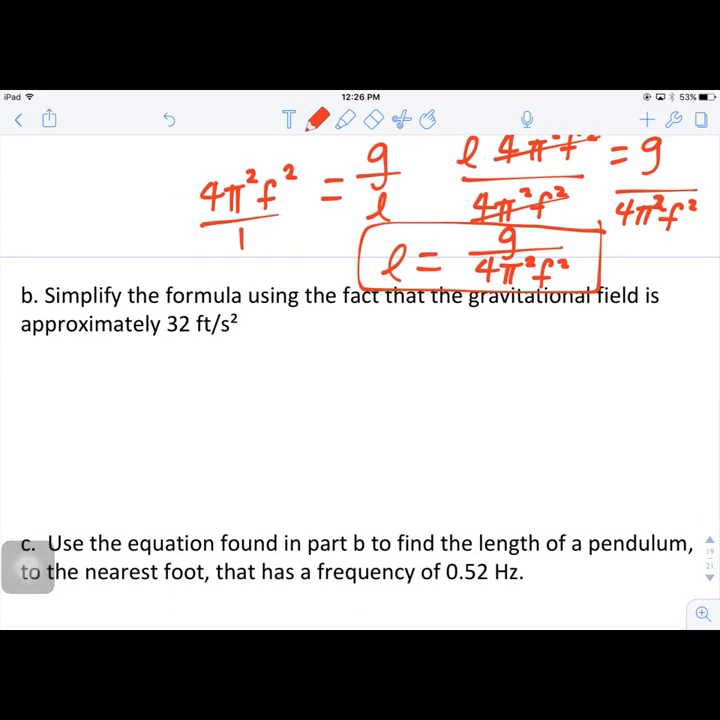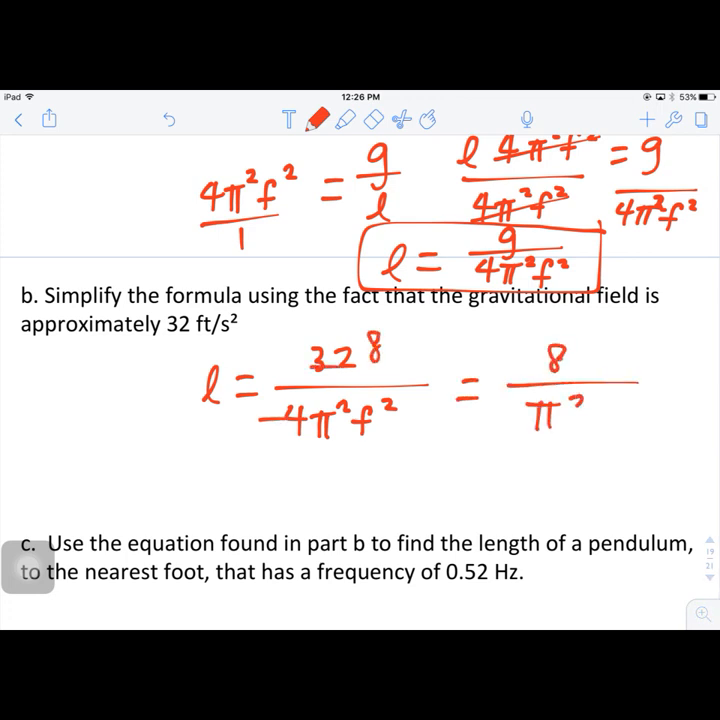Next, part B says to simplify the formula using the fact that the gravitational field is approximately 32. So since we know that g is the gravitational field, we're going to let g equal 32 on top, divided by 4 pi squared f squared, and that will give us 8 over pi squared f squared. So this is the simplified formula.